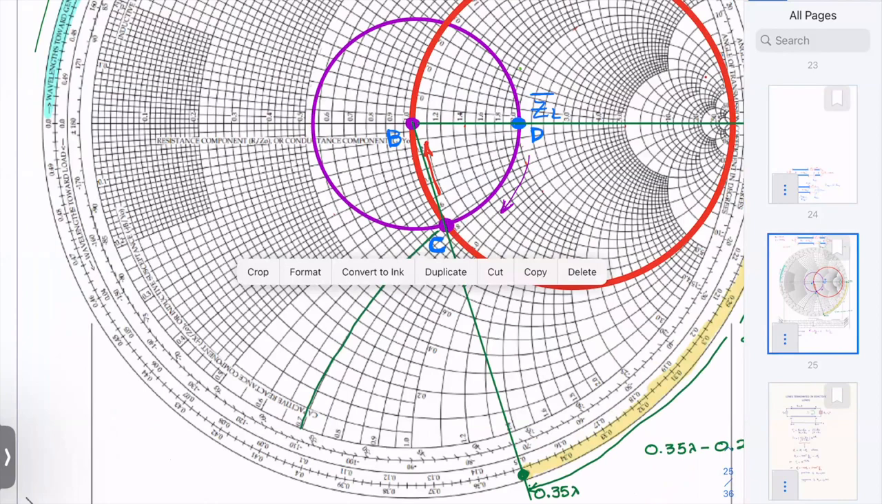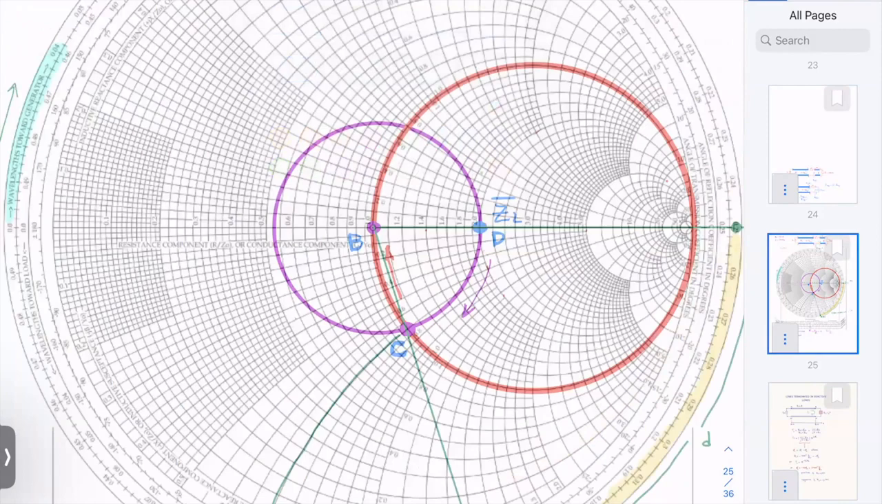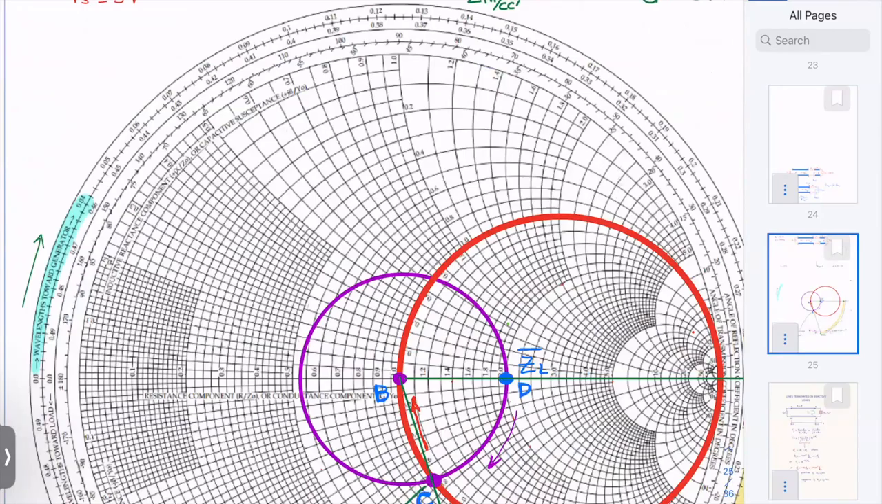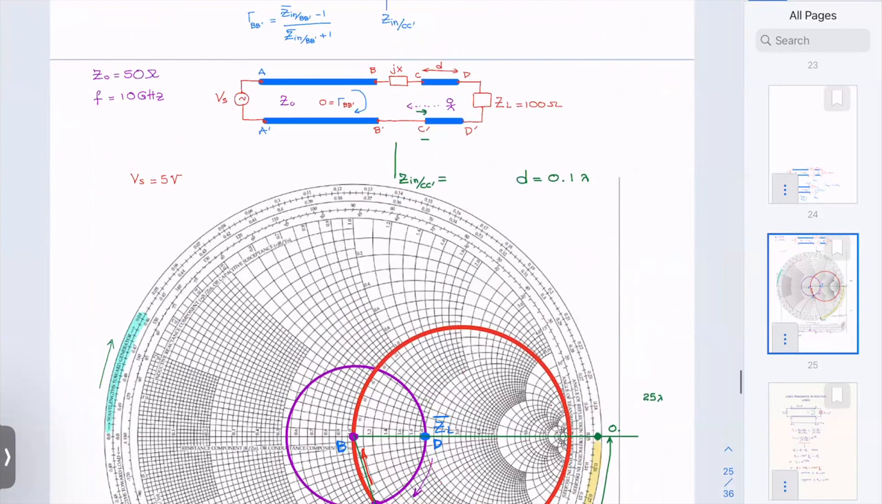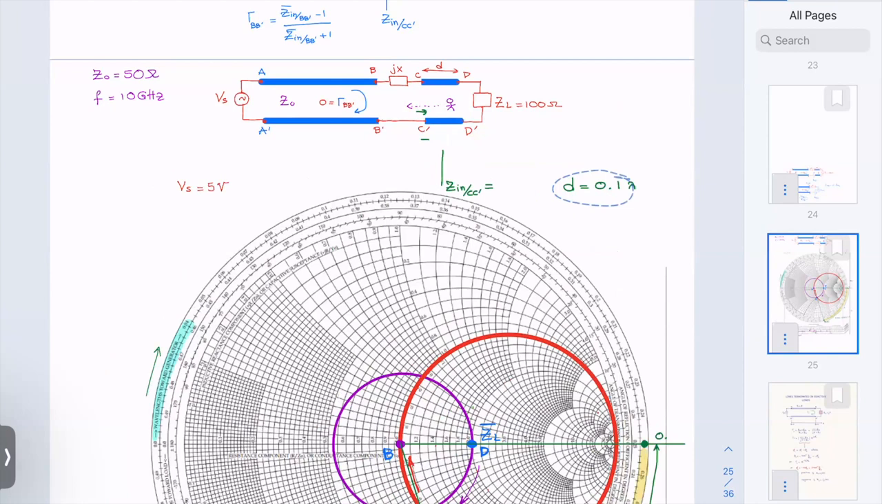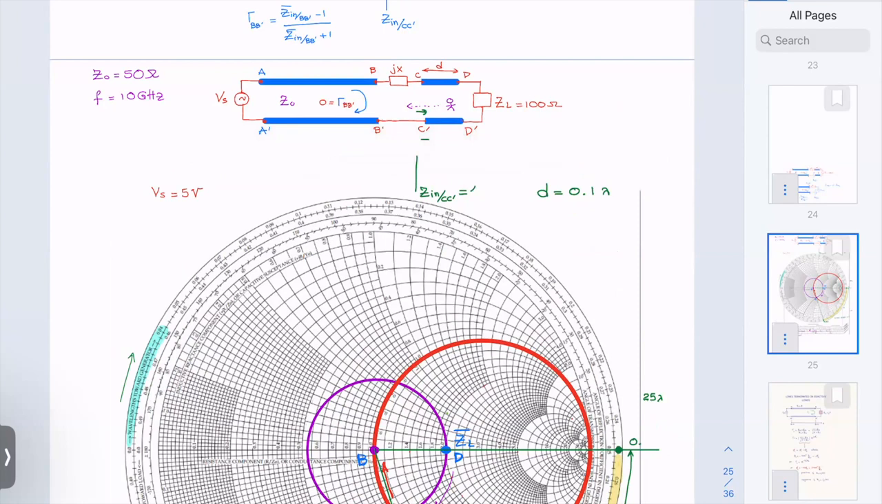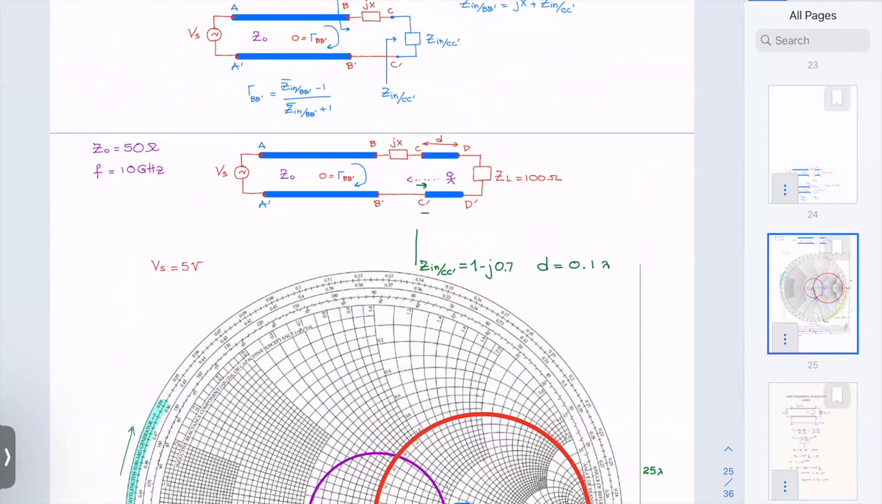It does not say X, it says Z at C, C prime is one. Sorry, why does it do that for me? It moved it. When it moves this thing, it bothers me. Okay, Z input at CC prime. I cannot move it. Z is one minus j 0.7, plus something. I will put 0.7. That's how much I can see.